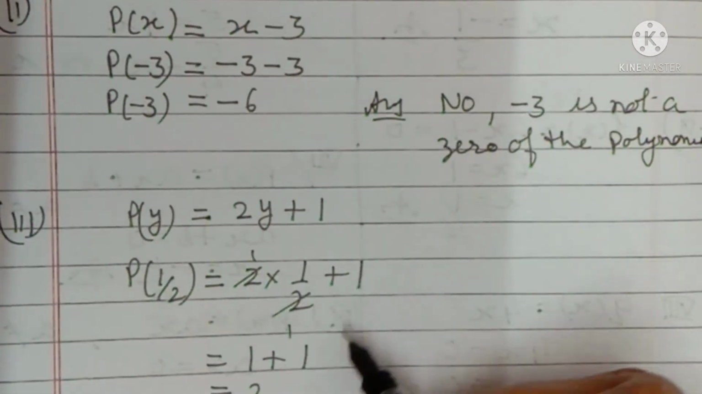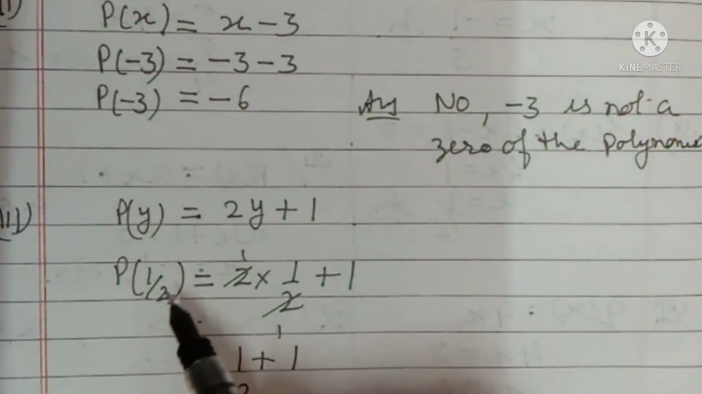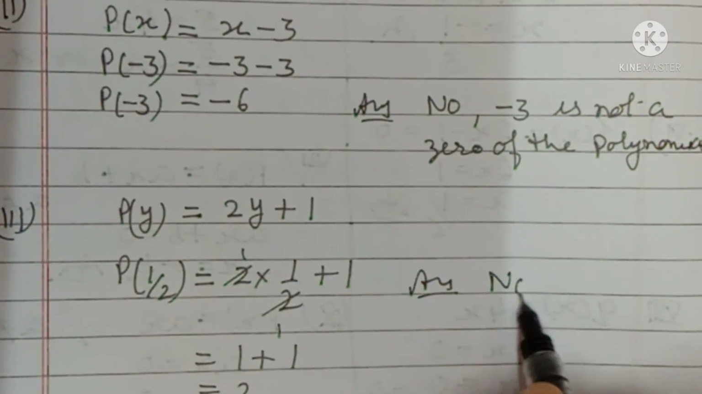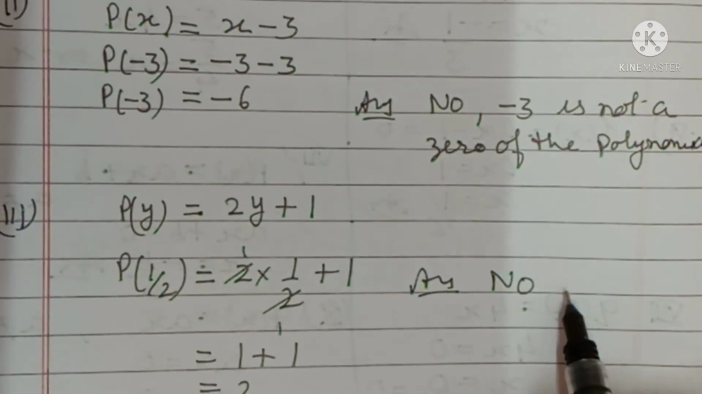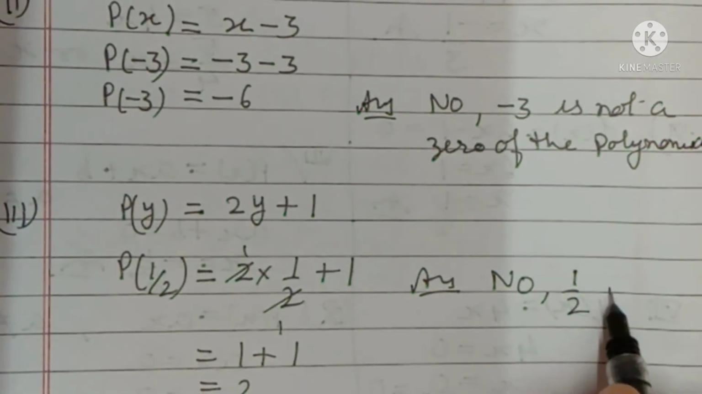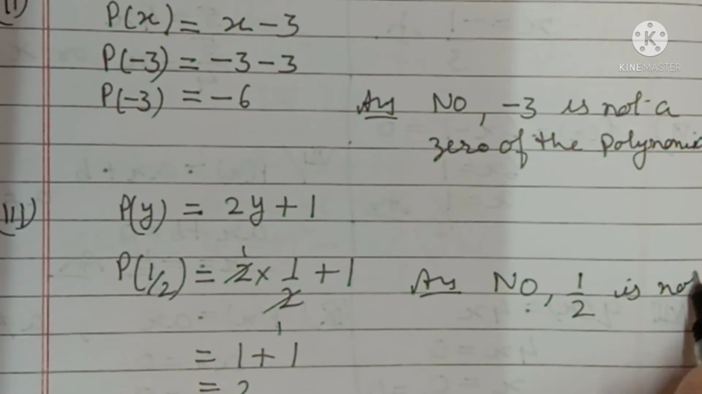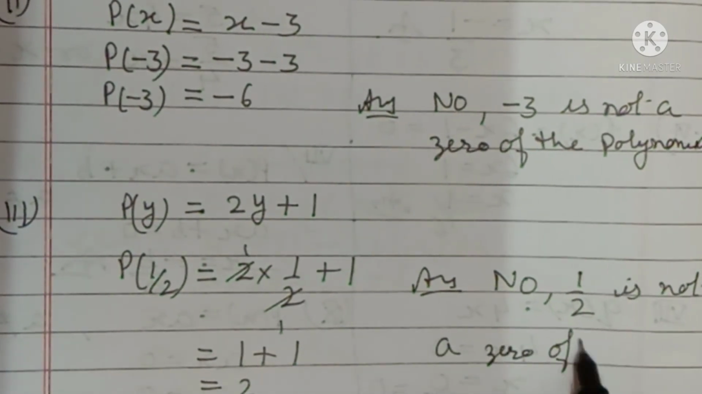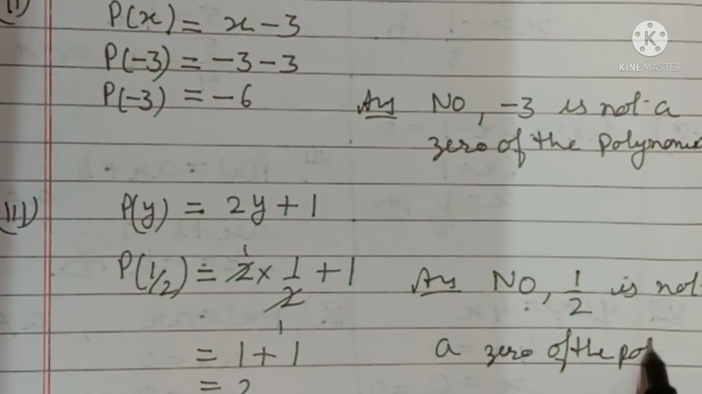The polynomial is not equal to 0. So write the answer: No, 1 by 2 is not a zero of the polynomial.